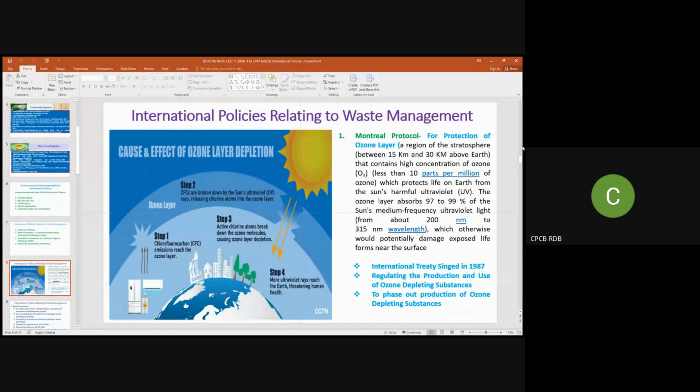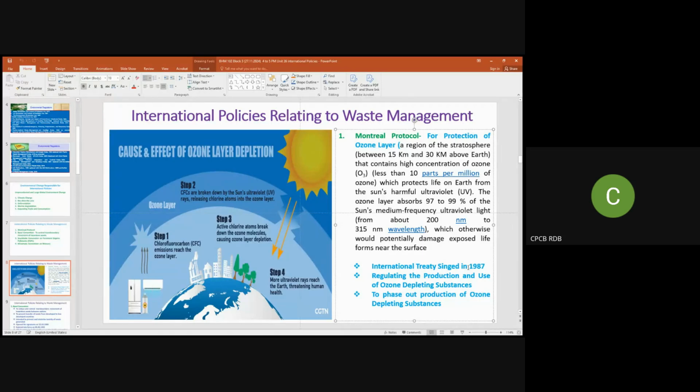Therefore, the ultraviolet light rays are filtered by this ozone layer, and only harmless rays are sent to the earth. Without the ozone layer, living on the earth is impossible. This is the international treaty signed in the year 1987. Please kindly remember what this protocol is meant for. The Montreal Protocol is for protection of the ozone layer. Please remember that this treaty was signed in the year 1987.